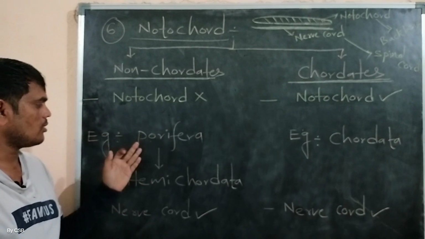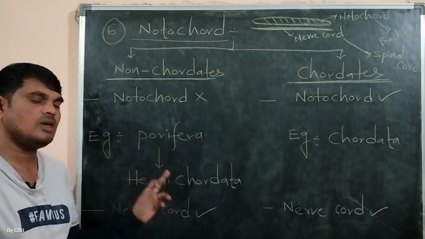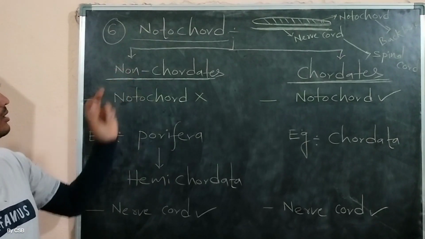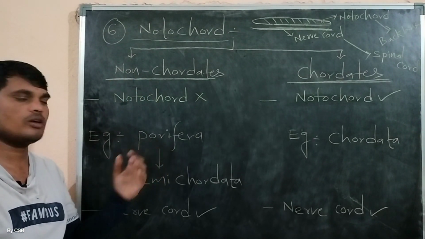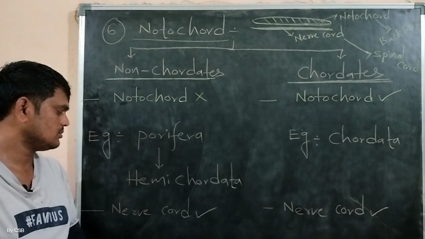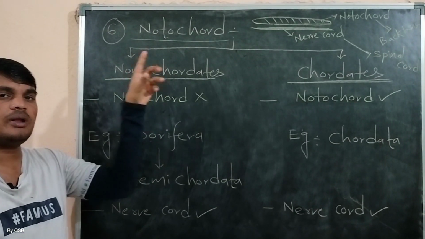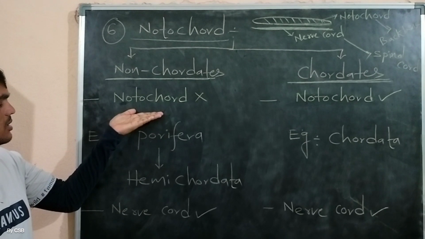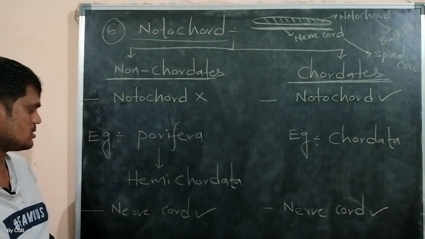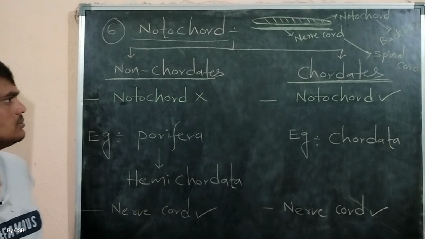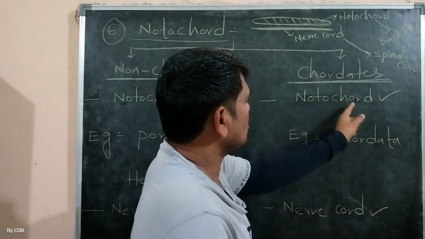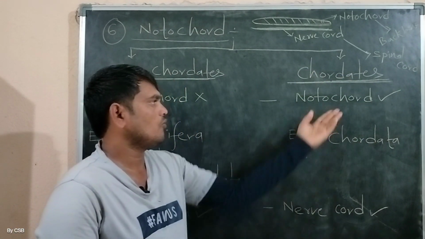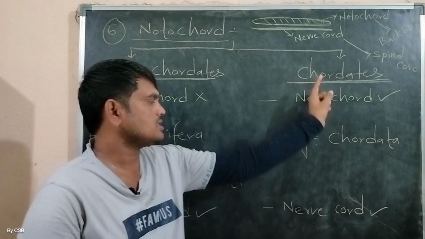Best example, from phylum Porifera to phylum Hemichordata, these all are kept under non-chordates. Why? Because they do not have a backbone, they do not have a notochord. Notochord is limited to the embryonic stage only. Further it will develop into the backbone. So when notochord is absent, there is no backbone, so these are non-chordates. Now chordates are those in which notochord is present. Chordata, having notochord. Further it will develop into the backbone.